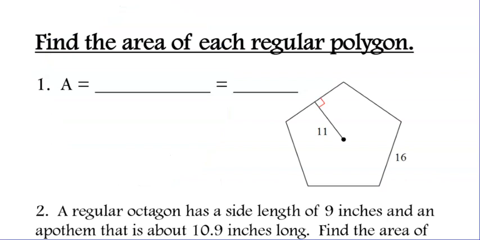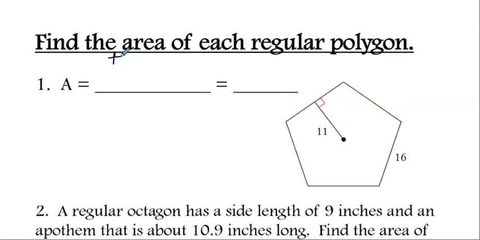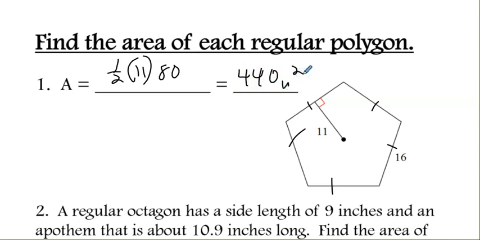So, find the area of each regular polygon. Well, again, that's 1/2 the apothem, which is 11, times the perimeter. Well, remember, all these sides are the same, so that's a pentagon. 5 times 16 is 80. So we're doing 1/2, 80 times 11. Half of 80 is 40, so we really just have to do 40 times 11, which is 440 units squared.